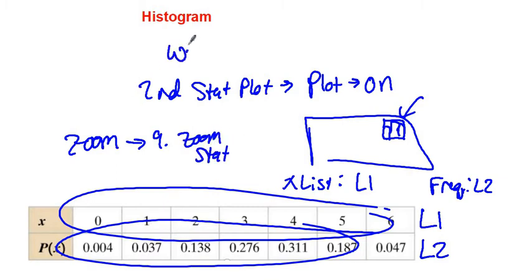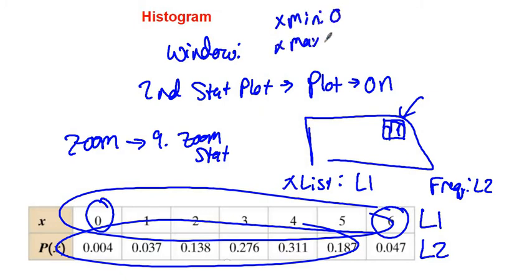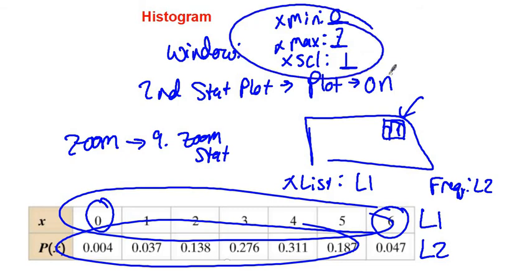So to fix that, you can hit the WINDOW button. Window is also on the top left, right next to zoom. And in the window, the Xmin should be 0, and the Xmax should be either 6 or 7. I'll just do 7. And then your Xscl should go up by 1 each time, because that means it's going to show you every one of these. So you can fix it using that right there. If the vertical heights are distorted, then play around with the Ymin and Ymax. But that's how you would graph it.